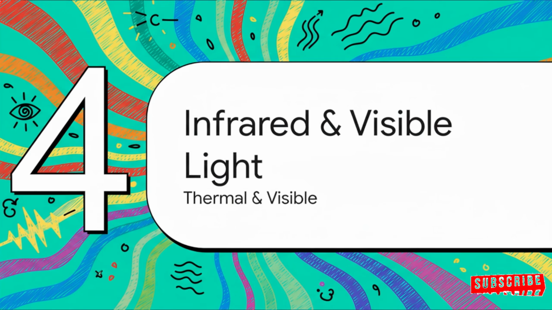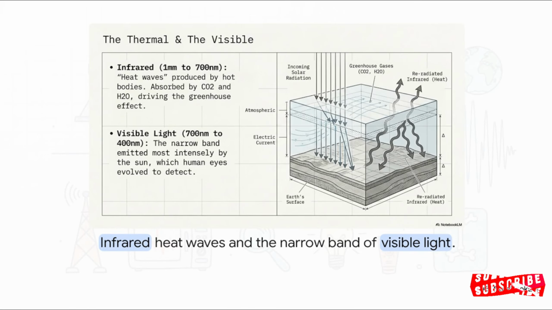Section 4. Infrared and visible light, the thermal and the visible. Looking at the Earth's atmospheric layers, infrared waves are essentially heat waves driven by the vibration of atoms in hot bodies. Visible light, on the other hand, is that incredibly narrow band of solar radiation sitting right between 700 and 400 nanometers, which comes beaming down from the sun.